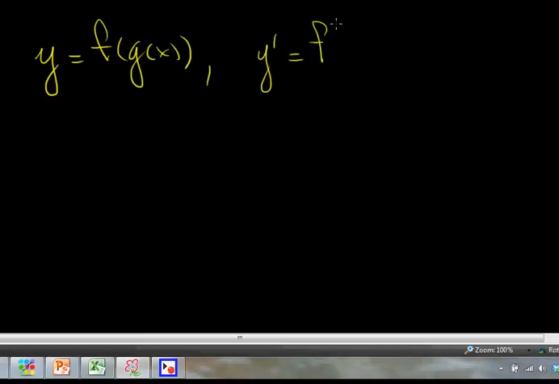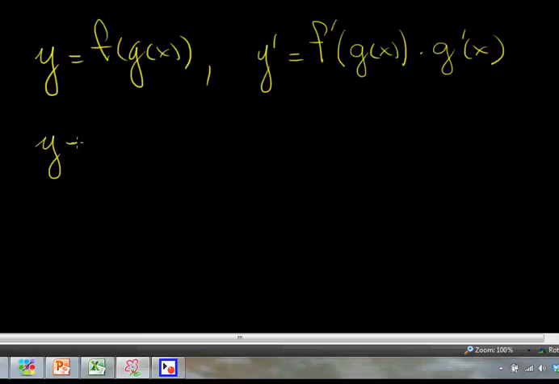If y is equal to f of g of x, we know that y prime is equal to the derivative of f, the outside function, of g of x times g prime of x. So let's look at some examples that would be just pure review for you.